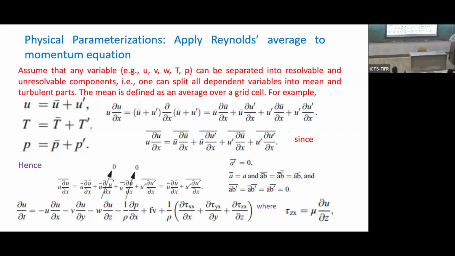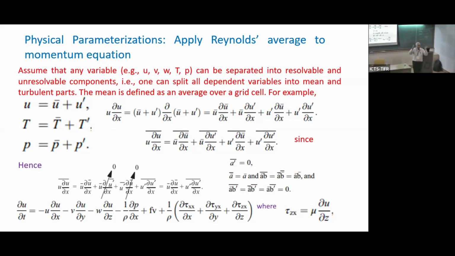Now how do you parameterize them? This is one example of the momentum equation. In the usual Reynolds approach, we average in time. Here I can take a resolvable wave, and my u bar is the u of the resolvable scale plus a departure, which is represented as u prime. Similarly for temperature, similarly for pressure. So I will write u as u bar plus u prime.